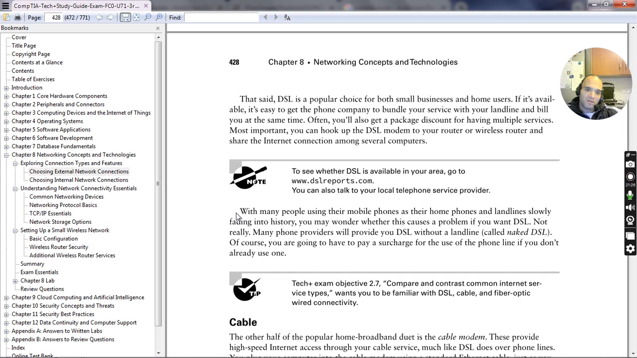And a tip: Tech Plus exam objective 2.7, compare and contrast common Ethernet service types, wants you to be familiar with DSL, cable and fiber optic wired connectivity.